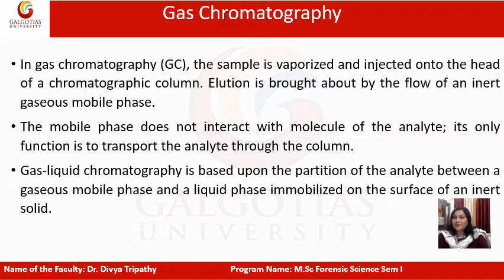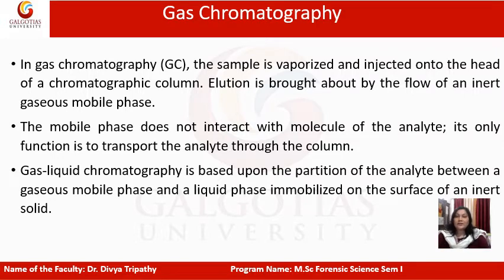The mobile phase of gas chromatography is a carrier gas, typically helium, because helium has low molecular weight and is chemically inert. The pressure is applied and the mobile phase moves the analyte through the column. The separation is accomplished using the column coated with the stationary phase.